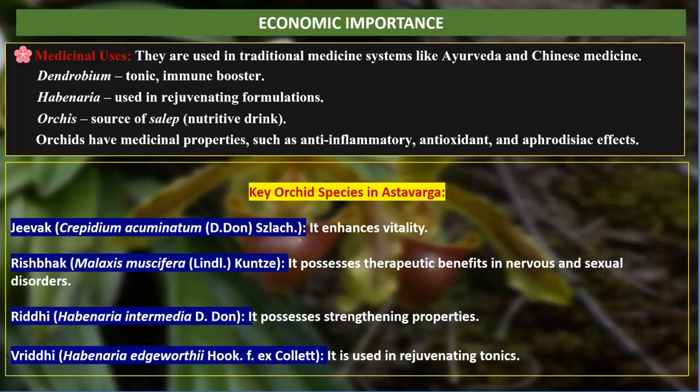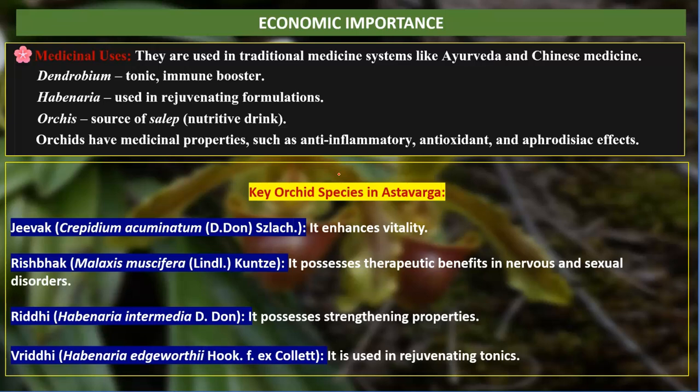Some medicinal uses. They are used in traditional medicine systems like Ayurveda and Chinese medicine. Some members of Dendrobium and Habenaria orchids are used in medicine. Dendrobium is used as a tonic or immune booster. Habenaria members are used in rejuvenating formulations. Orchids are the source of salep, a nutritive drink. Orchids also have medicinal properties such as anti-inflammatory, antioxidant and aphrodisiac effects.